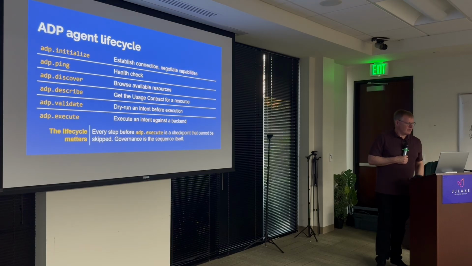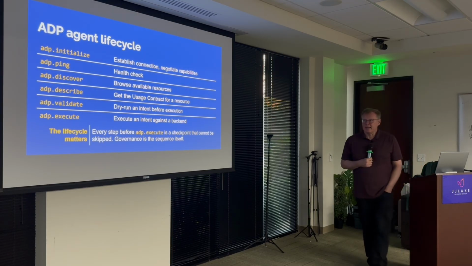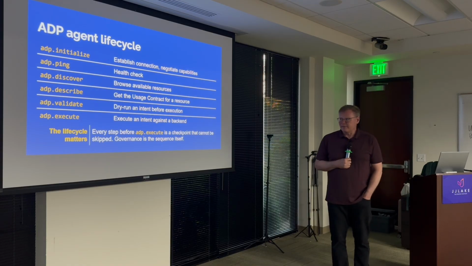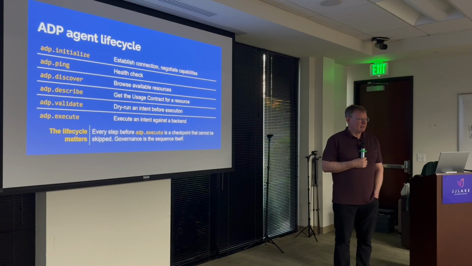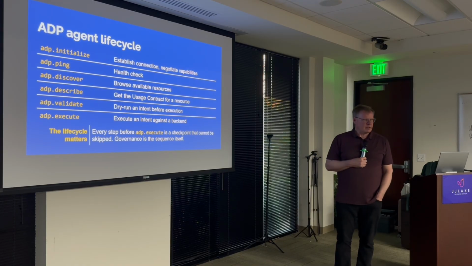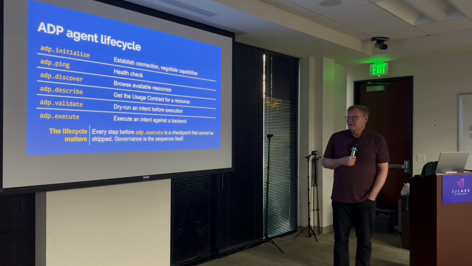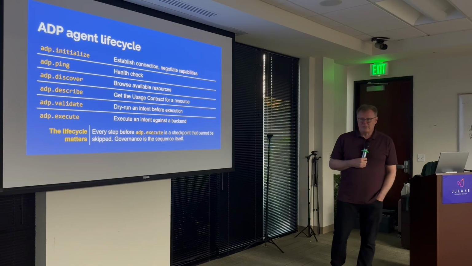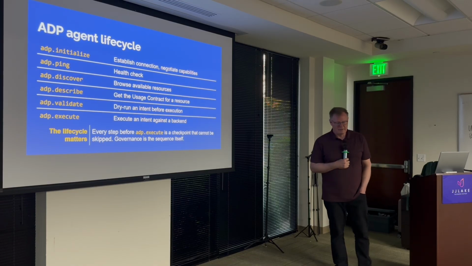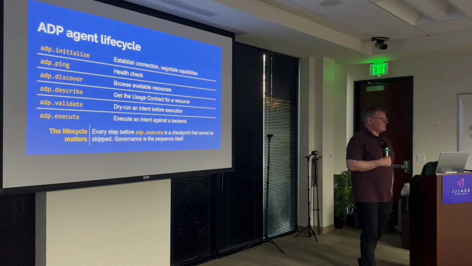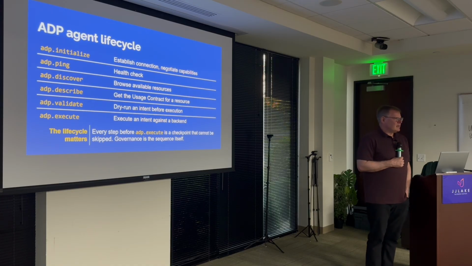Let's talk about those 6. There's an initialize and a ping step, but basically what your AI agent will do is call discover, describe, validate, and execute. The meaning of each one of these is amazingly intuitive. Discover allows you to browse available resources. Describe is the workhorse because describe gives semantic meaning to your data.